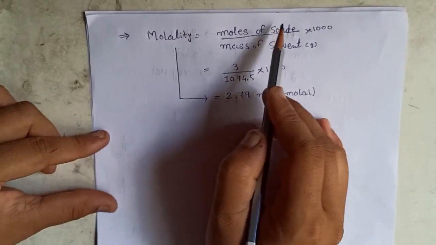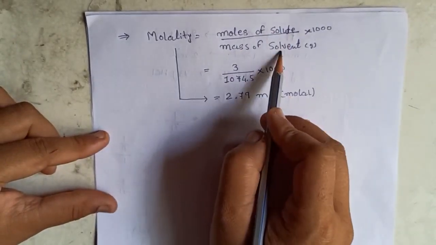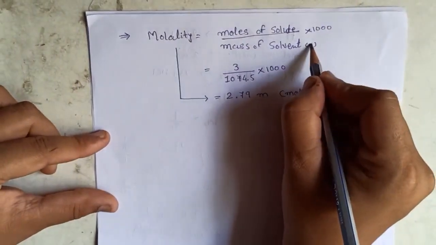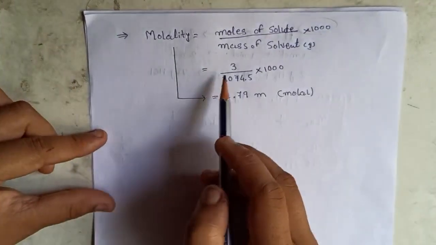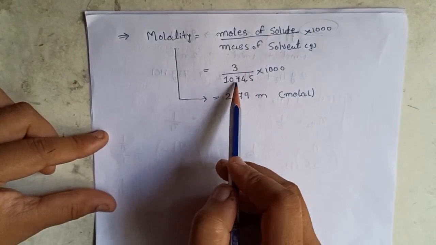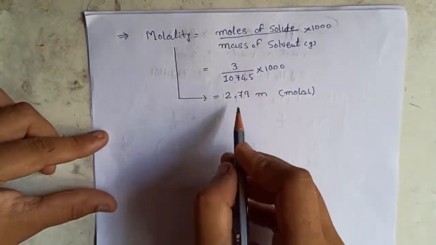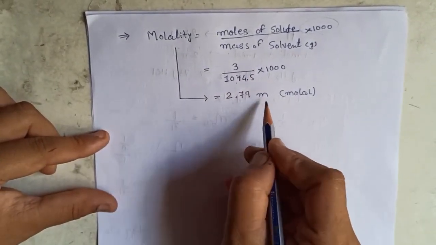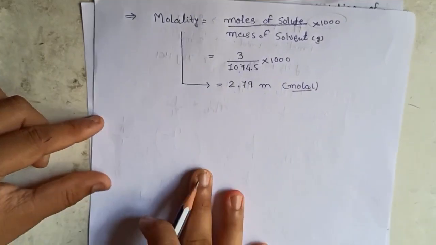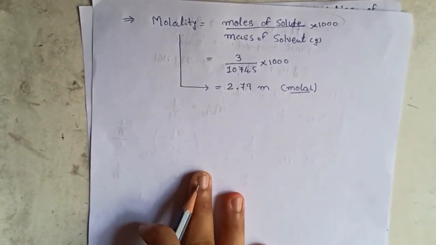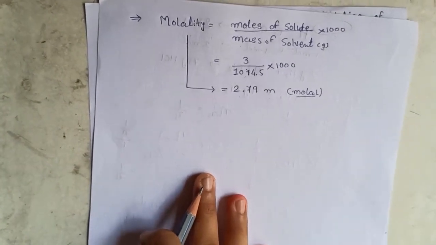Now molality equal to moles of solute divided by mass of solvent. Here we are using mass in the gram, so we have to multiply by 1000. Replace all the values and you will get molality equal to 2.79 molal, right? Small m means molal. Do you get it? Right? Here our first chapter problems are completed.